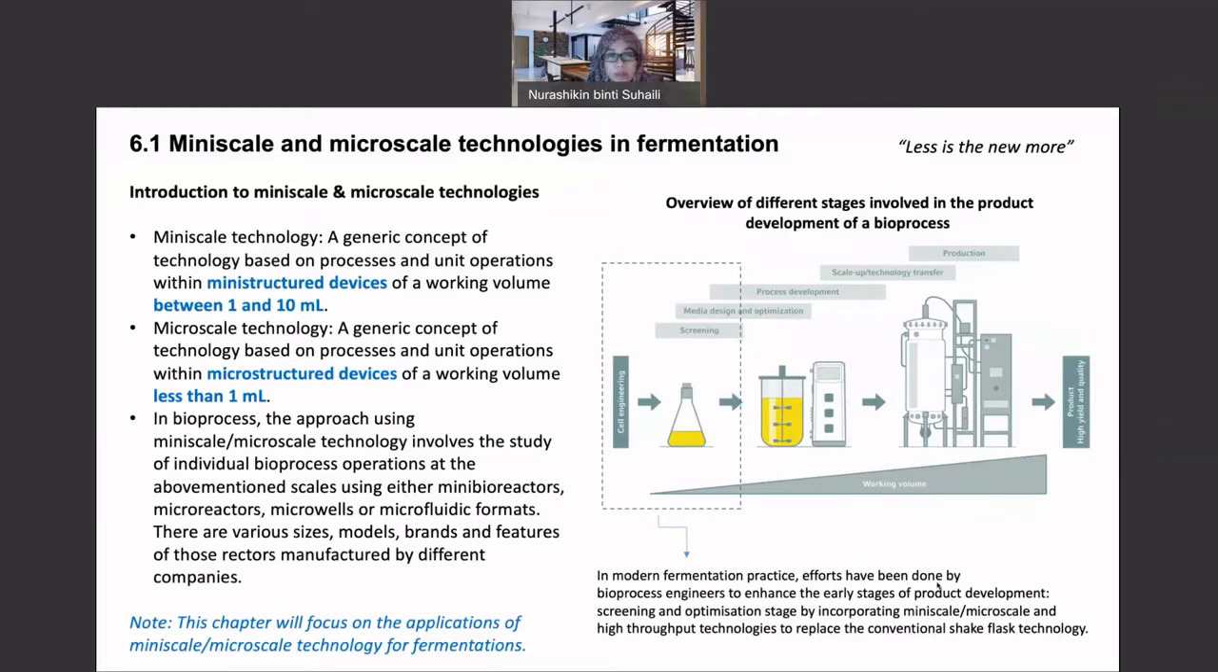So Miniscale and Microscale technologies are not new technologies. They have been around for at least 2 decades. So 20 years ago that people introduced this kind of concept. And throughout those 20 years, there are many reactors, many brands, many models, many sizes, and also the reactors are designed to cater to different needs or different applications. For example, for a microbial application, for animal or plant cell application. Okay, so in this topic, we are going to focus on the applications of Miniscale and Microscale technology for fermentations only.